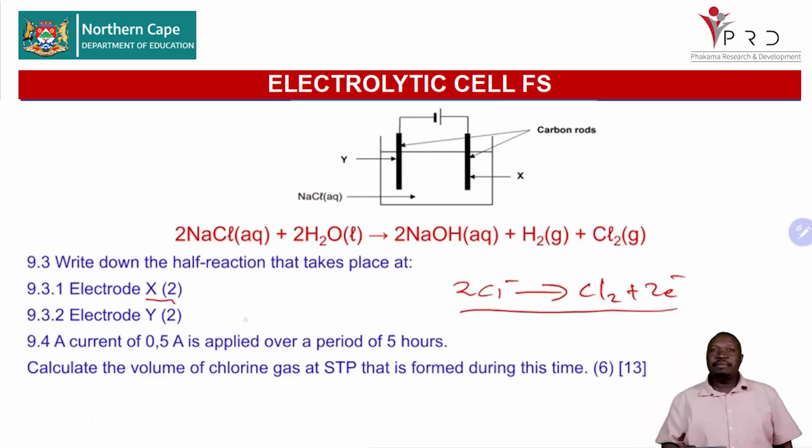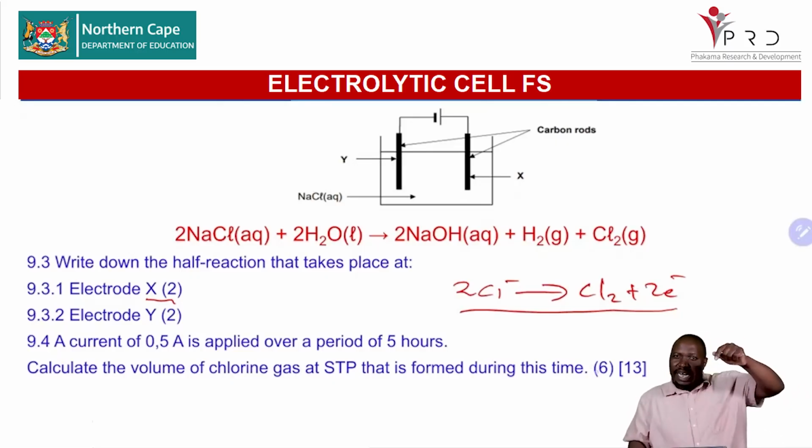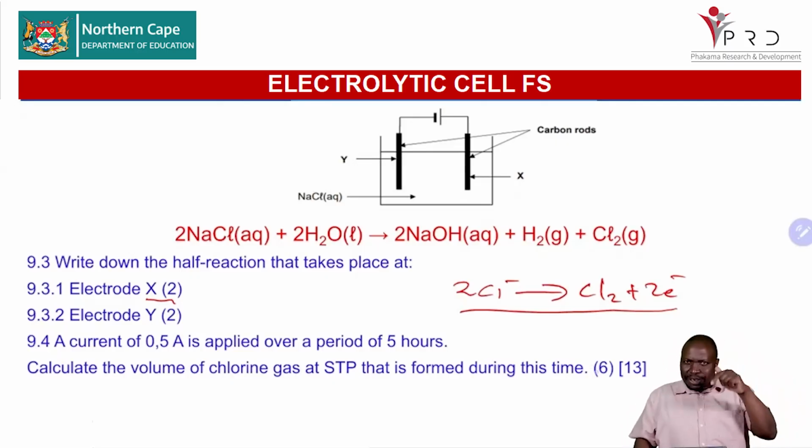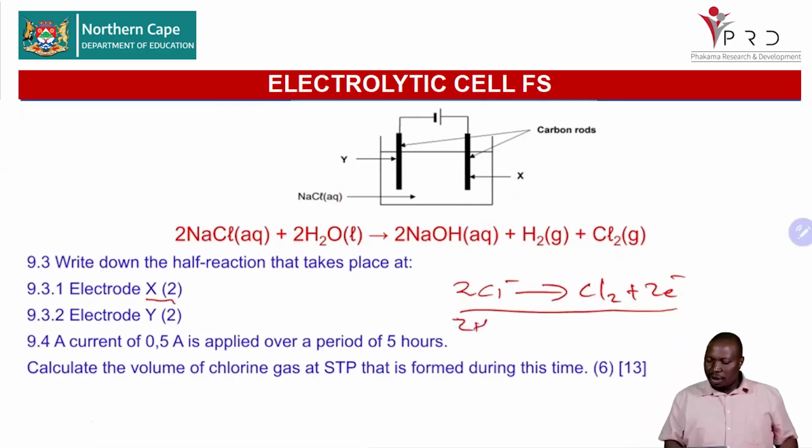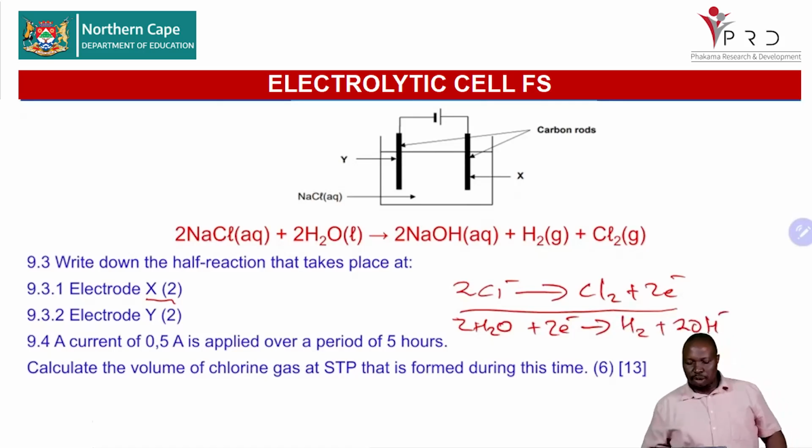At Y, remember we said sodium ion is not a stronger oxidizing agent than water. So water is the one that will gain electrons. We just talked about that now. So you're able to write 2H2O plus 2 electrons forming hydrogen gas and 2OH⁻. Look at the marks we are collecting: 2, 2. We have 4 marks for that.